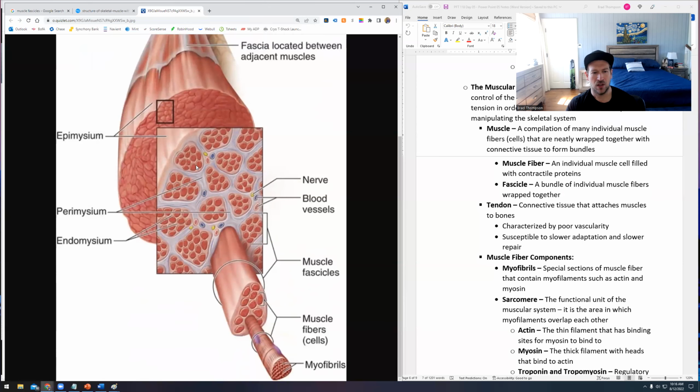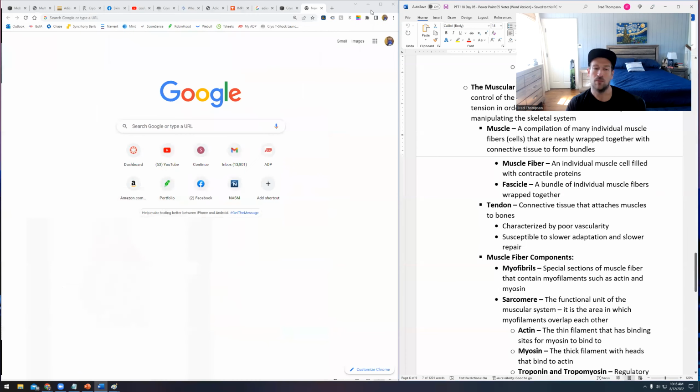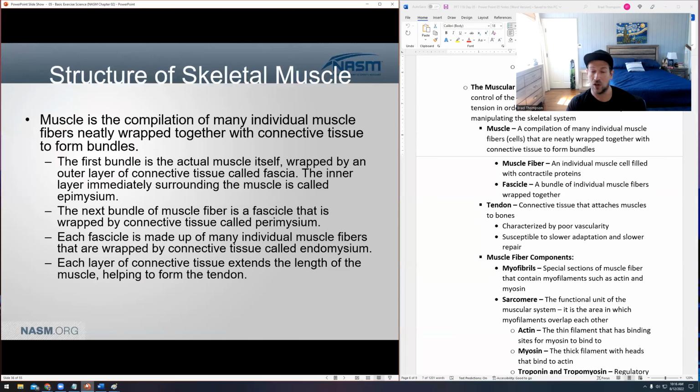So we can see all of these fascicles here, right? And if we were to pull one of those fascicles out, you can see there's an individual muscle cell. There's another individual muscle cell. There's another one, right? A whole bunch of individual muscle cells. So if you take a whole bunch of muscle cells, we call those muscle fibers. You wrap them together in a bundle. We call that a fascicle.